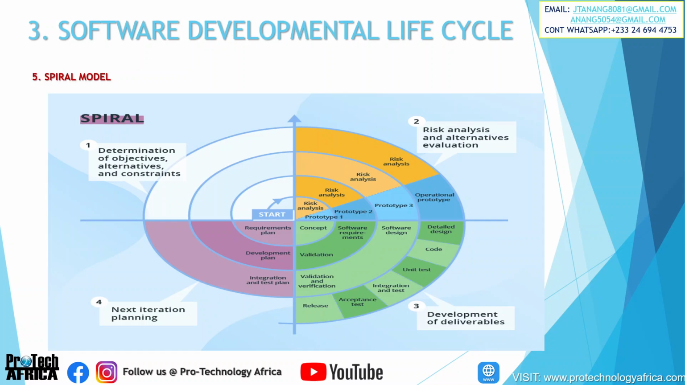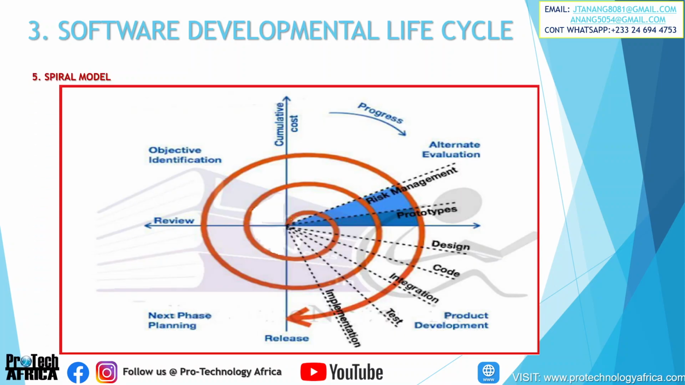we move on to the integration and the testing plan, and then we move on to another spiral that may come with the risk analysis. We have the operational prototype, the design, the code, we have the unit testing, we have the integration and testing, we have the acceptance testing, and then we come with the release. So this explains the spiral model, but this is also another diagram that is talking about the spiral model. So you can draw either the first diagram or the second diagram.